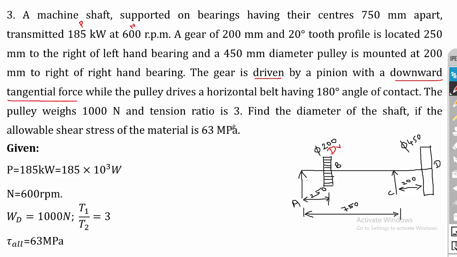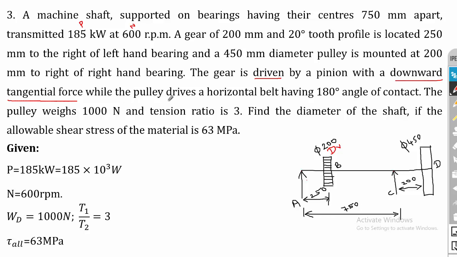So actually in the previous problem no conditions were given, so we have considered the rotation direction and from the direction we have solved the forces. But here the tangential force is acting in the downward direction, so we have to go in a reverse manner. So from the direction of force we have to take the direction of rotation of the gears. So I'll tell you later.